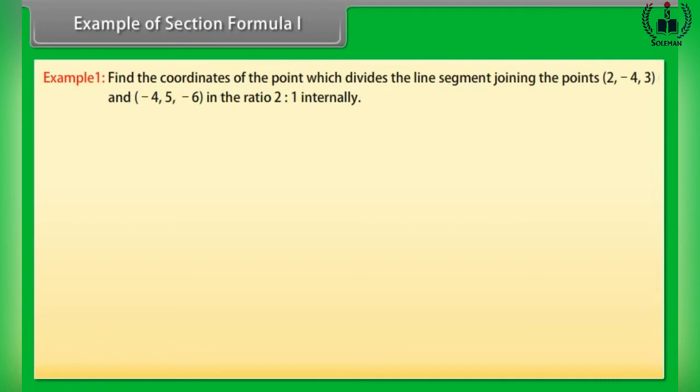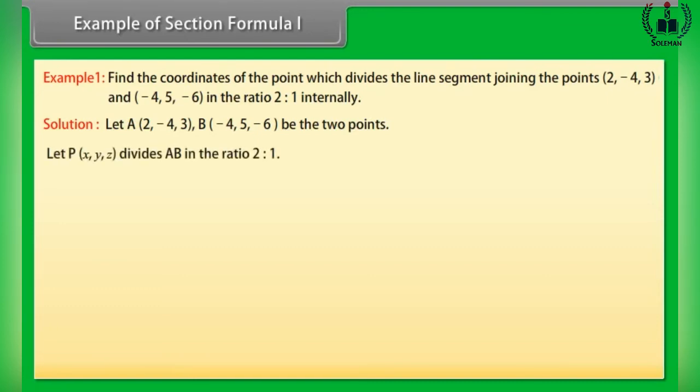Example of section formula 1. Find the coordinates of the point which divides the line segment joining the points (2, -4, 3) and (-4, 5, -6) in the ratio 2:1 internally. Solution. Let A(2, -4, 3) and B(-4, 5, -6) be the two points. Let P(x, y, z) divide AB in the ratio 2:1.